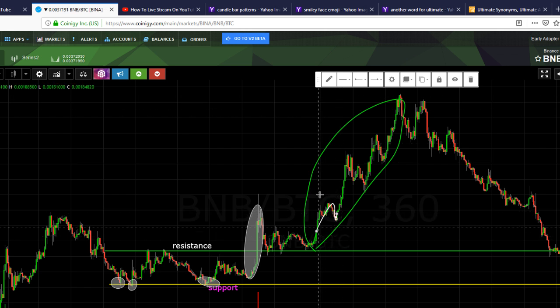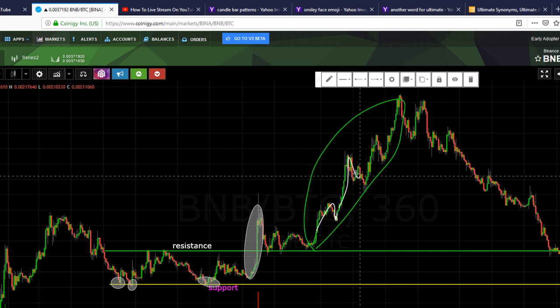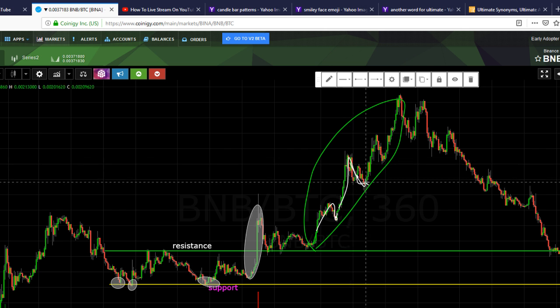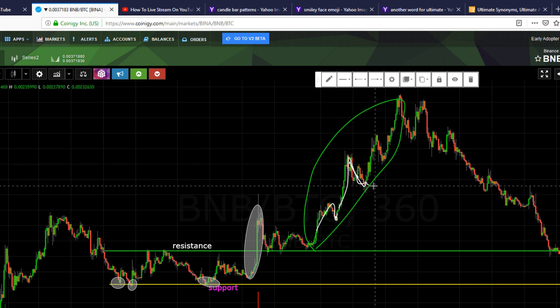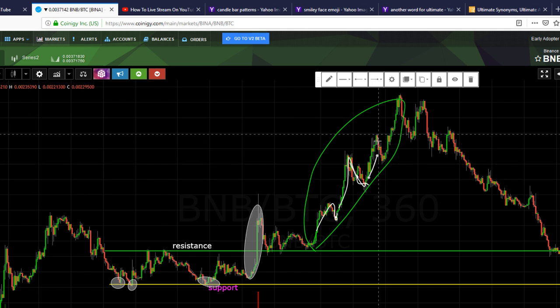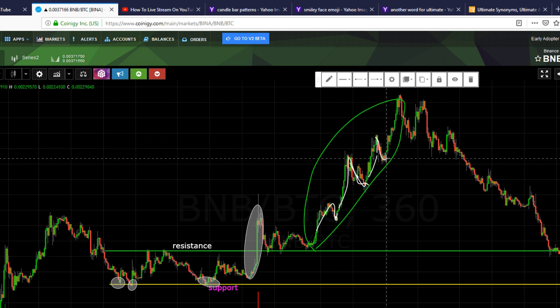So this is the first pullback. This is one. Then we have another rally. Then we have another pullback, as you can see. So we come back and we pull back. These pullbacks are nothing to be afraid of. This is just how the market reacts. So we have one, and then two, and this will be the third rally with another small pullback.